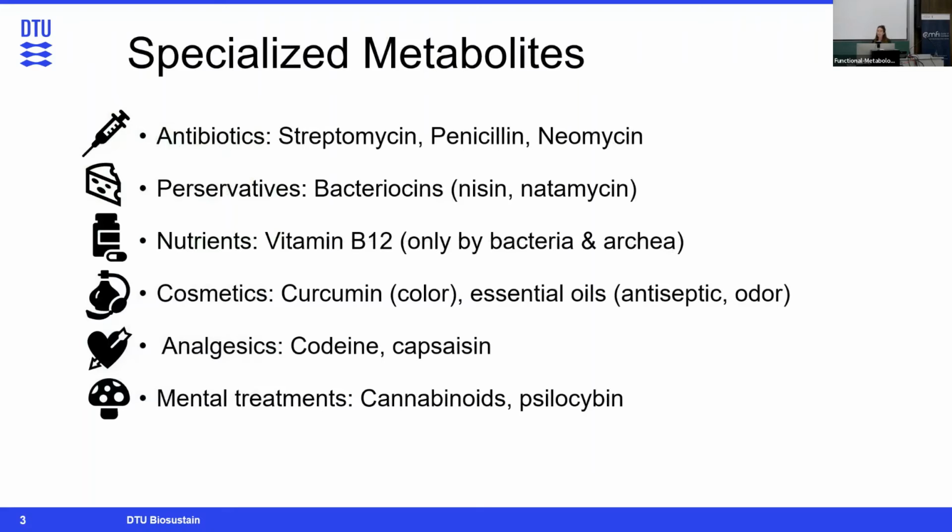Some examples of specialized metabolites that we use every day in our lives are different antibiotics like streptomycin, which in the past has been used for treatment of tuberculosis and the plague. As the name says, it was produced by Streptomyces. It was a very, very important antibiotic. Of course, penicillin, you've all heard of penicillin, probably you have taken some in your lives. Discovered by Alexander Fleming, and neomycin, also just a few examples of antibiotics.